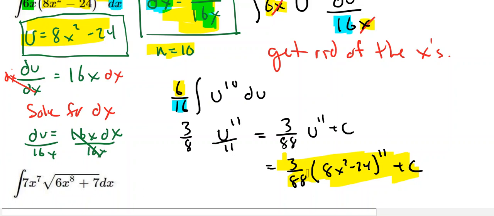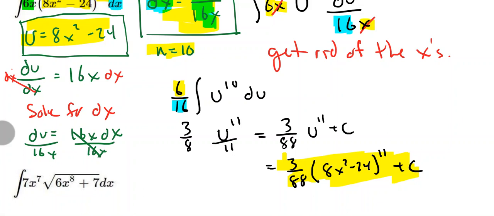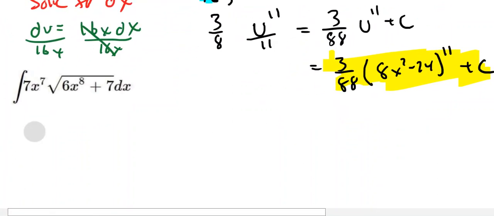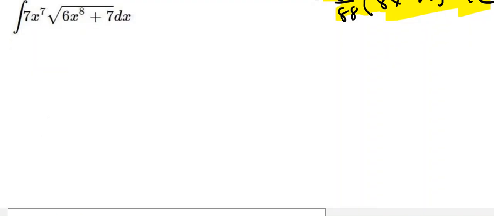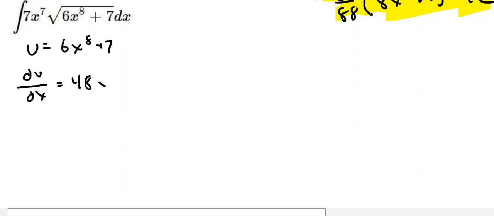using U-substitution. All right, let's try another one here. So in this case, my u will be what's underneath the radical, 6x to the 8th plus 7. The derivative of that is 6 times 8, which is 48 x to the 7th. And then solving it for dx, we will end up with du over 48 x to the 7th.